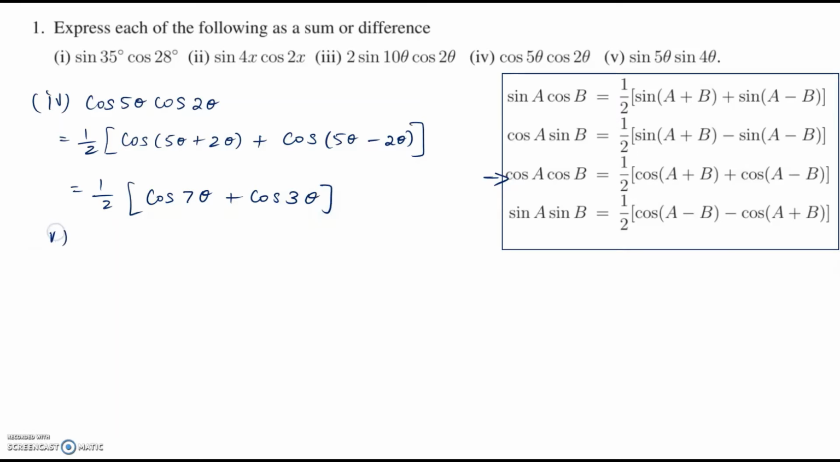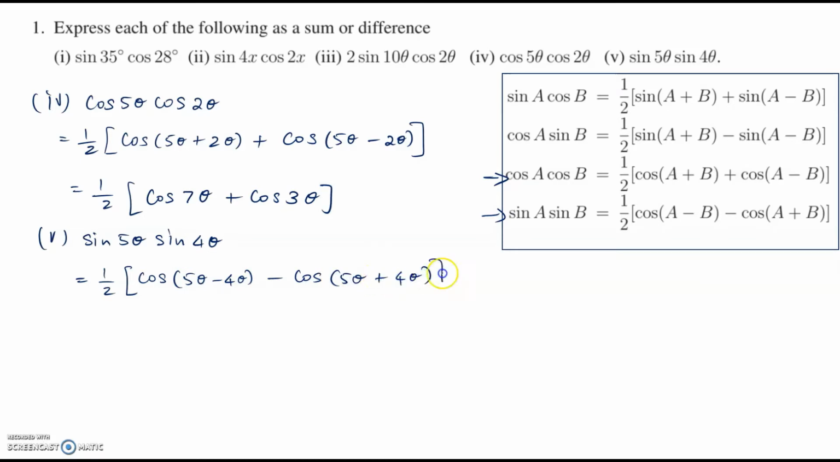Then question number 5. That's sine 5 theta sine 4 theta. So we'll be using the last formula for this. That's equal to half of, our A here is 5 theta, B is 4 theta. So cos 5 theta minus 4 theta minus cos 5 theta plus 4 theta. So that's equal to half of cos theta minus cos 9 theta.